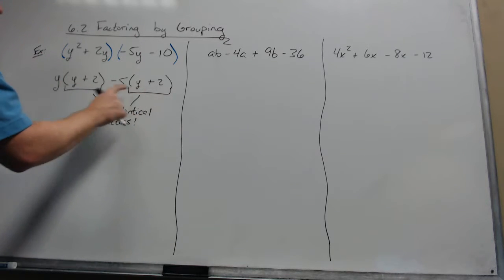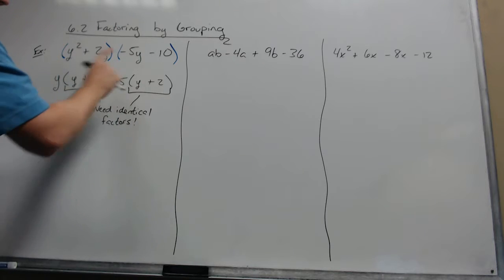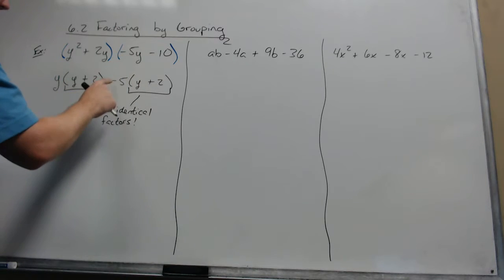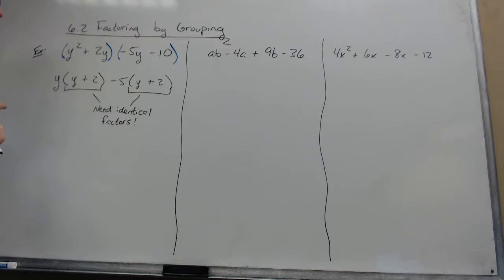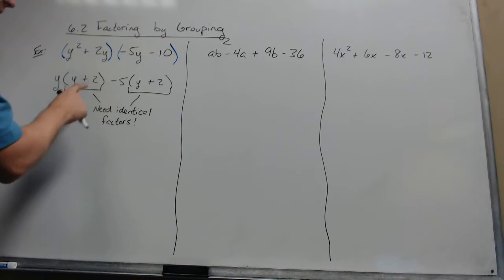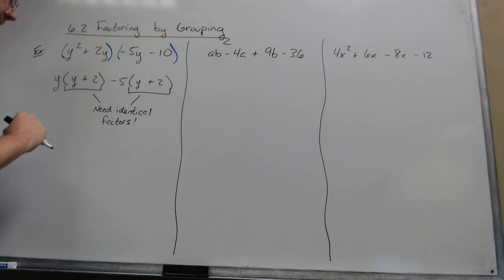All right, if you can't make this happen, then go back to the drawing board and try again. Maybe try to use a negative. And sometimes maybe you can't do it at all, in which case we would say that polynomial is prime and can't be factored. But I would say for the most part, any problem that I give you would definitely be able to be factored by grouping.